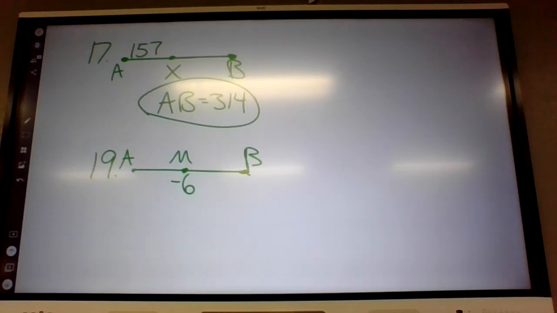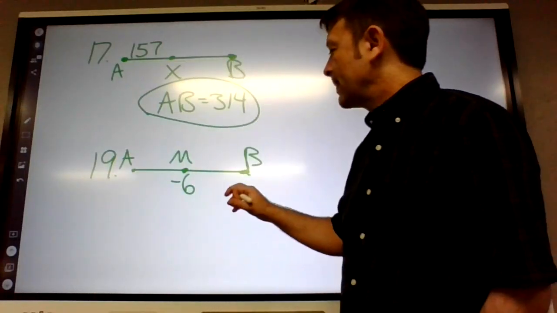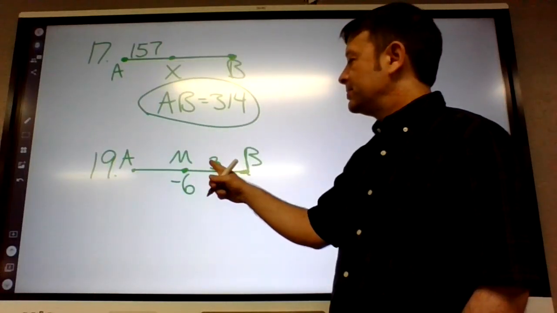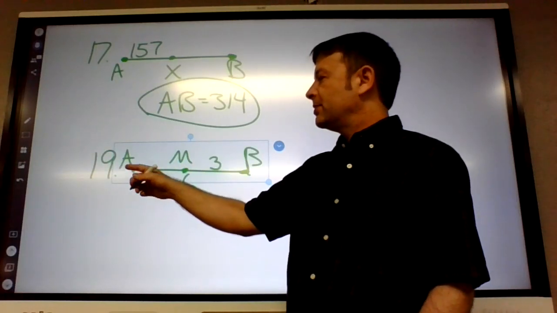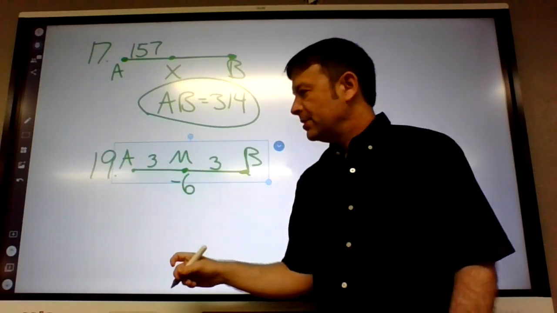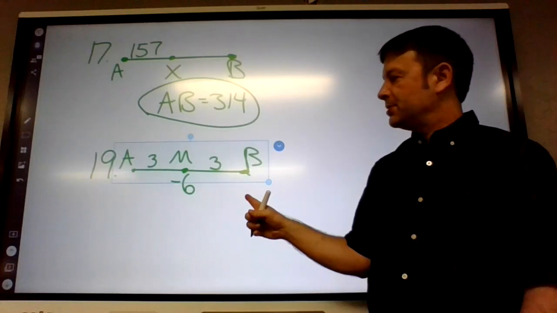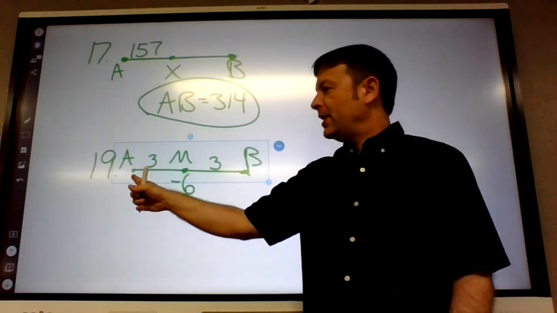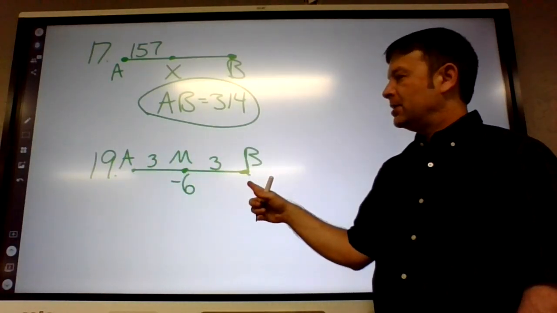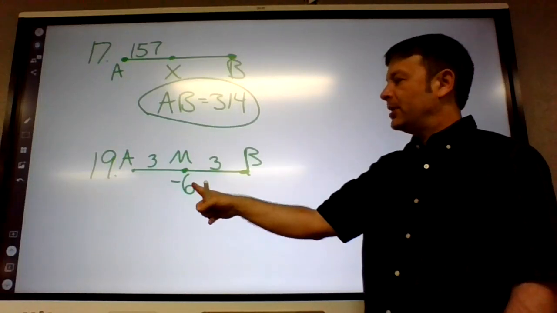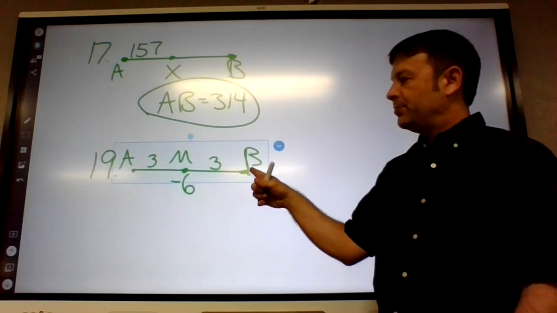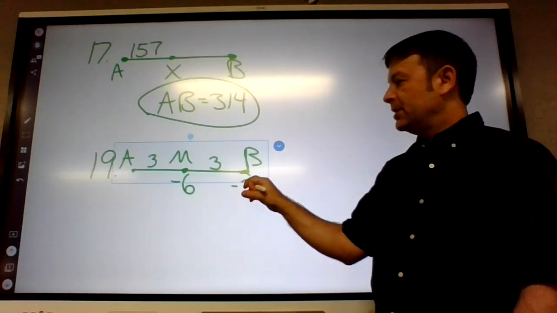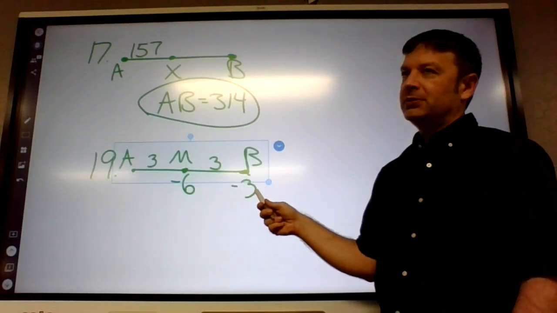And then it says MB equals 3. What does that mean? That's the length. If the length from here to here is 3, what's the length from here to here? Also 3. But the question is, what must the coordinates of A and B be? You have to think of it on a number line. If this is -6 and you move 3 to the right, what would the coordinate for B be? -3. Basically it's -6 plus 3, which is -3.